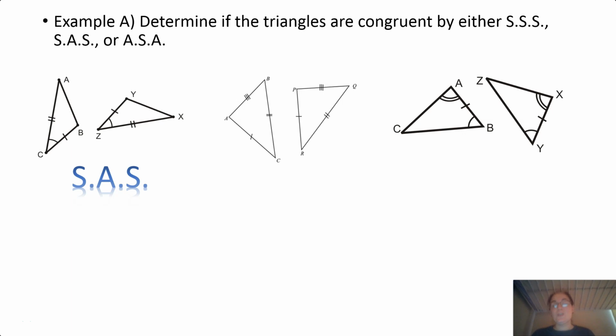Now if we look at the second triangle, we can see, again, if we move it around a little bit, we can line them up perfectly to see they are in fact congruent. And we can see here that it's got all three sides marked, which is going to be side, side, side. And then for our final one, if you'll notice, we have two angles and the side that is between them marked, which leaves us with angle, side, angle.